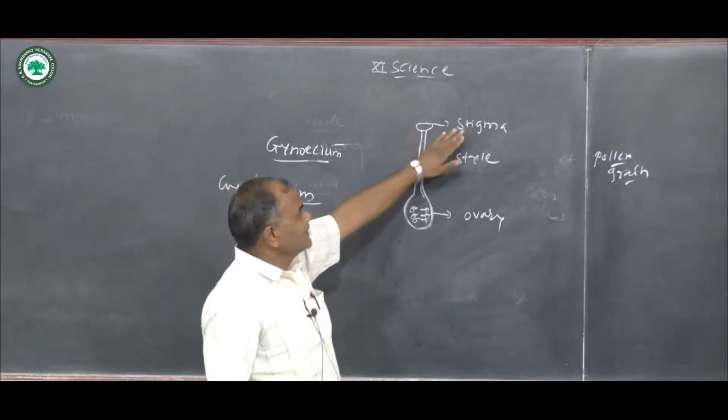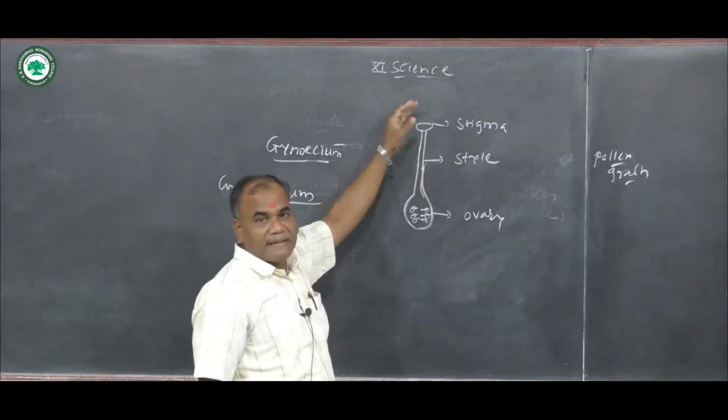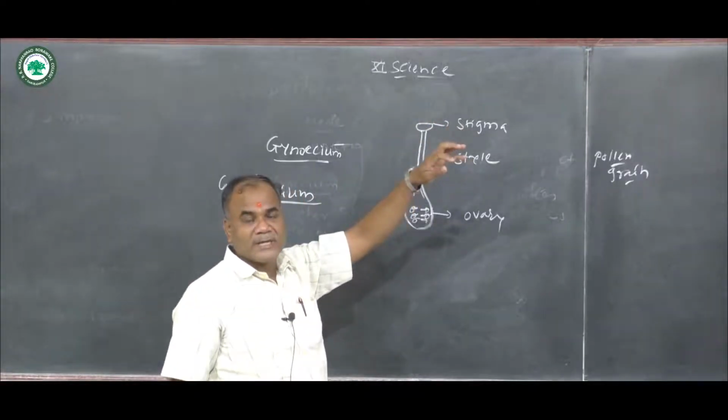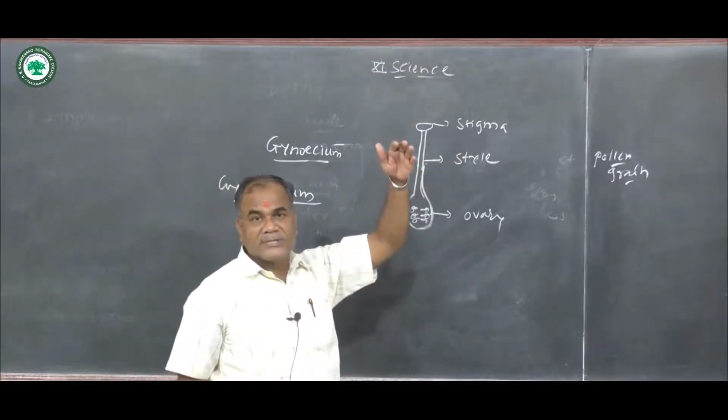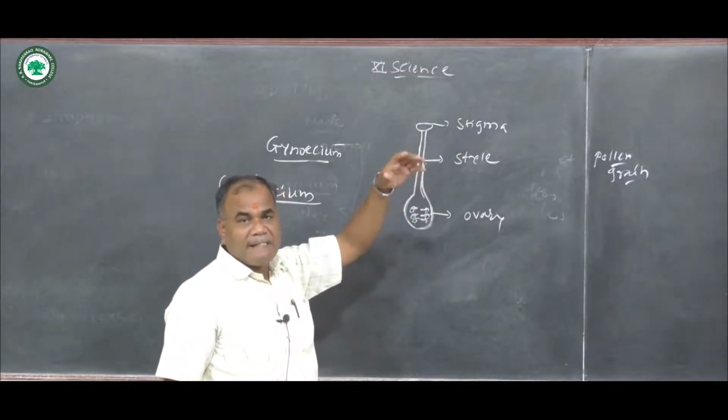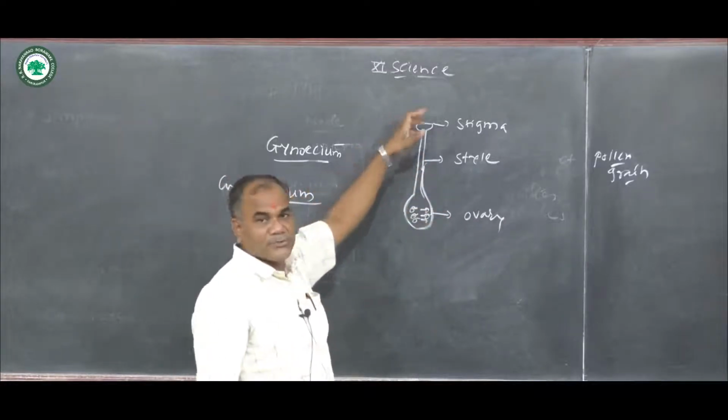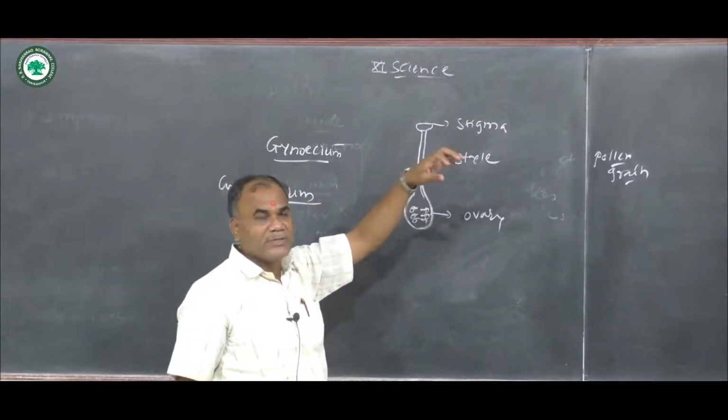It is again divided into three parts. This is the stigma, the uppermost part. It has the ability to receive the pollen grain. When an insect visits these flowers, the pollen grain sticks to the back or body of the insect, and these pollen grains fall on the stigma. So it is known as the receiver, with the ability to receive the pollen grain.